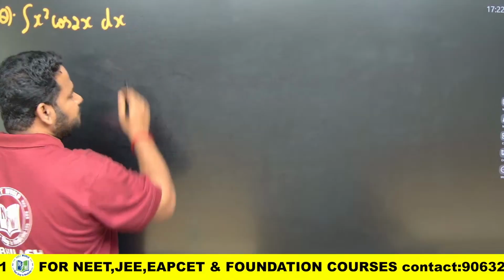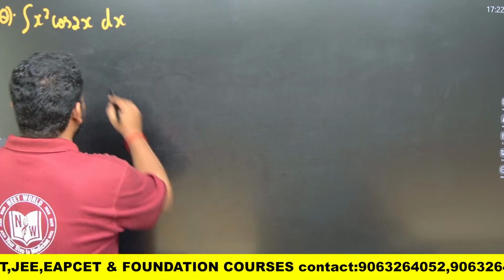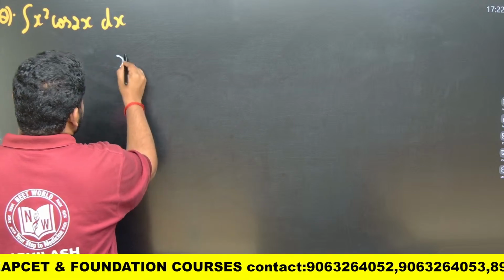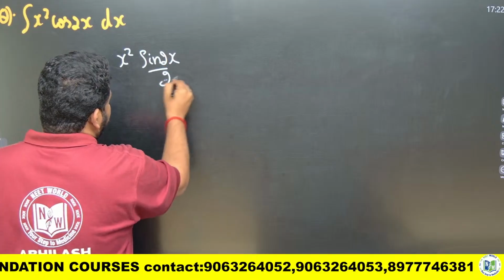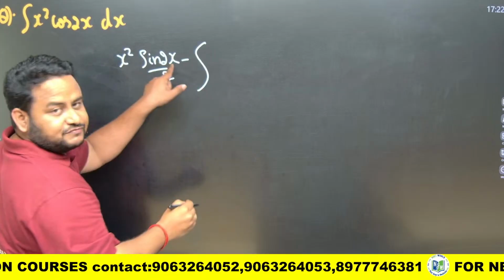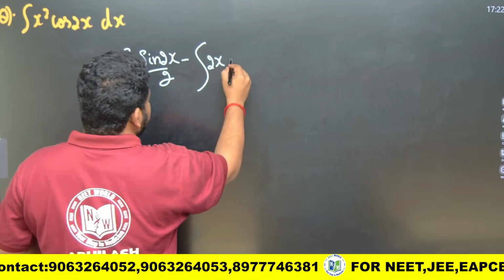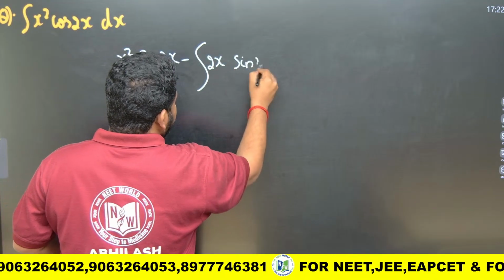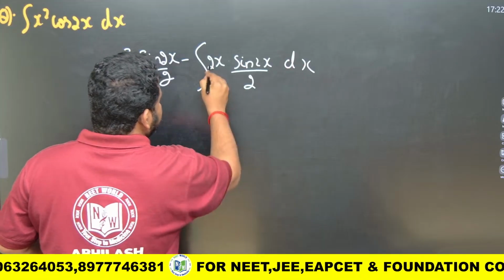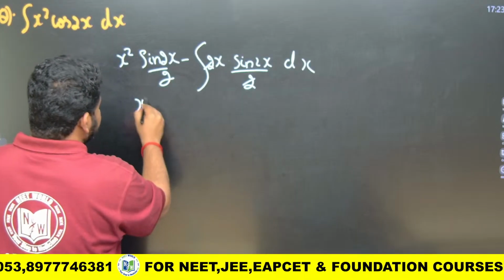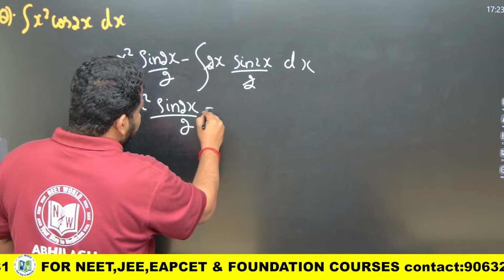Here the first function is the algebraic function, and the second function is cos 2x. If I integrate this, I get x square times the integral of cos 2x, which is sin 2x by 2, minus integral of d by dx of x square, which is 2x, into sin 2x by 2 dx. This 2 I can cancel. I will get x square sin 2x by 2 minus x sin 2x.